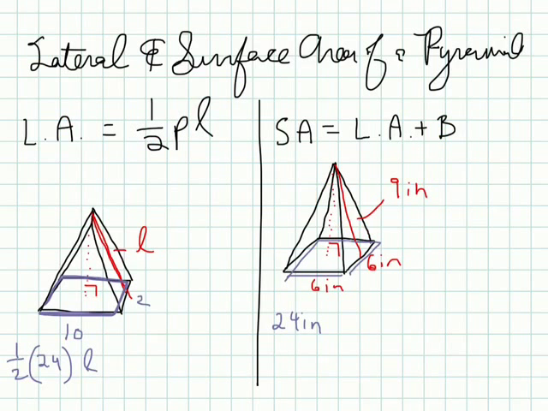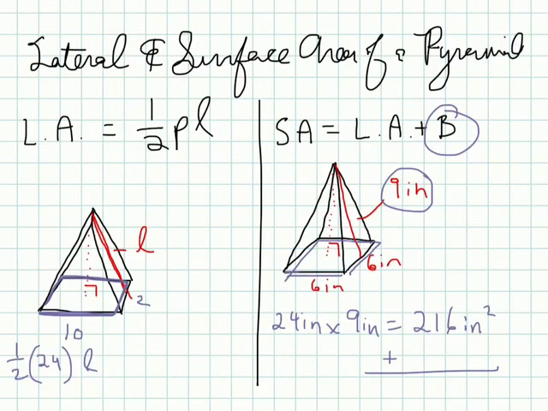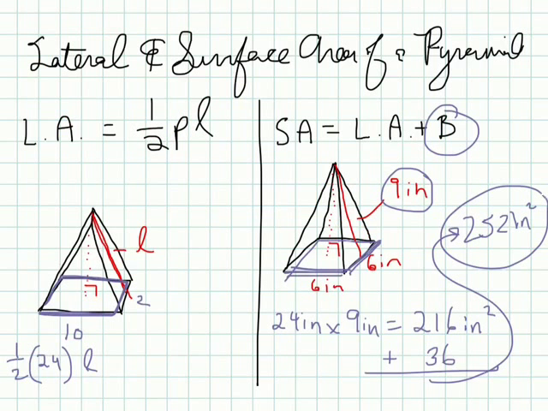24 times the slant height, which in this case is 9, equals a total of 216 inches squared. And we need to add that to the area of the base. The area of the base would just be 6 by 6, or 36. Totaling here, let me write it up here, totaling 252 inches squared, and there's the surface area of a pyramid.